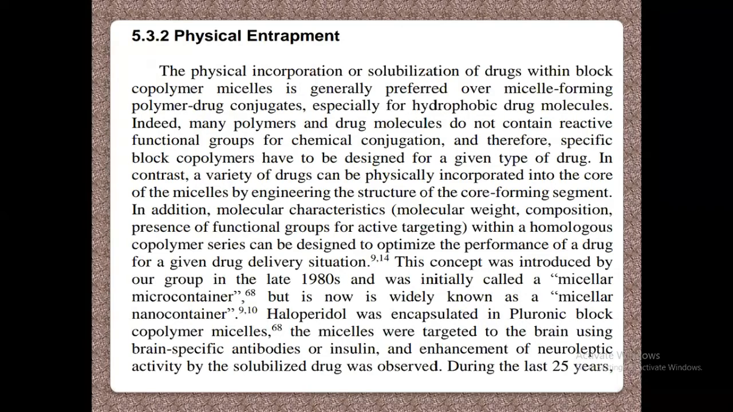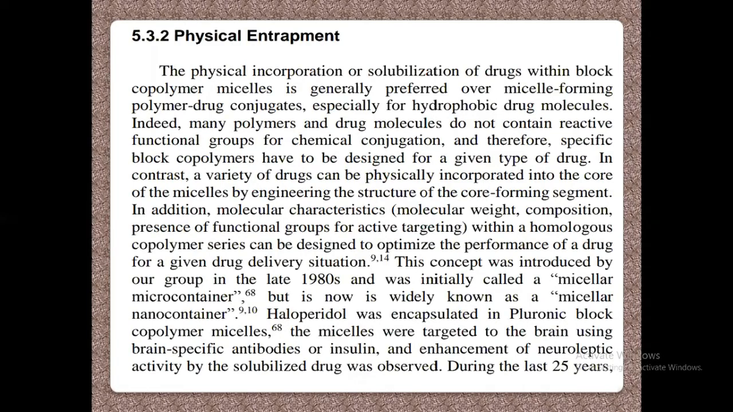Therefore, specific block copolymers have to be designed for a given type of drug. In contrast, a variety of drugs can be physically incorporated into the core of the micelles by engineering the structure of the core forming segment. So now you see that you are going to form a core forming segment, and easily, physically, you can incorporate the drug into that core.